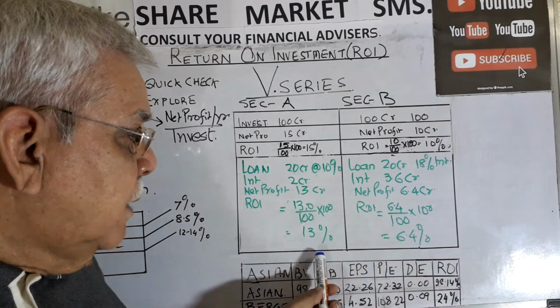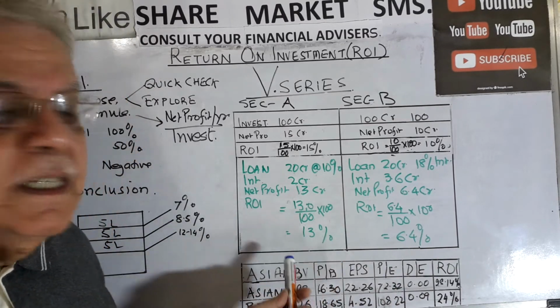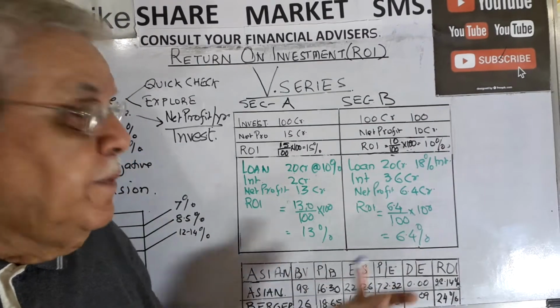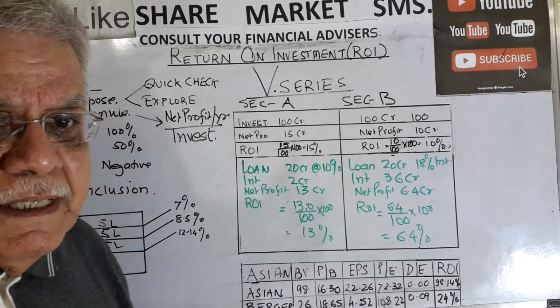Now within the two companies or the two sectors, we can very easily say that we should invest here and we should not invest in sector B, or company B if it is in the same sector.